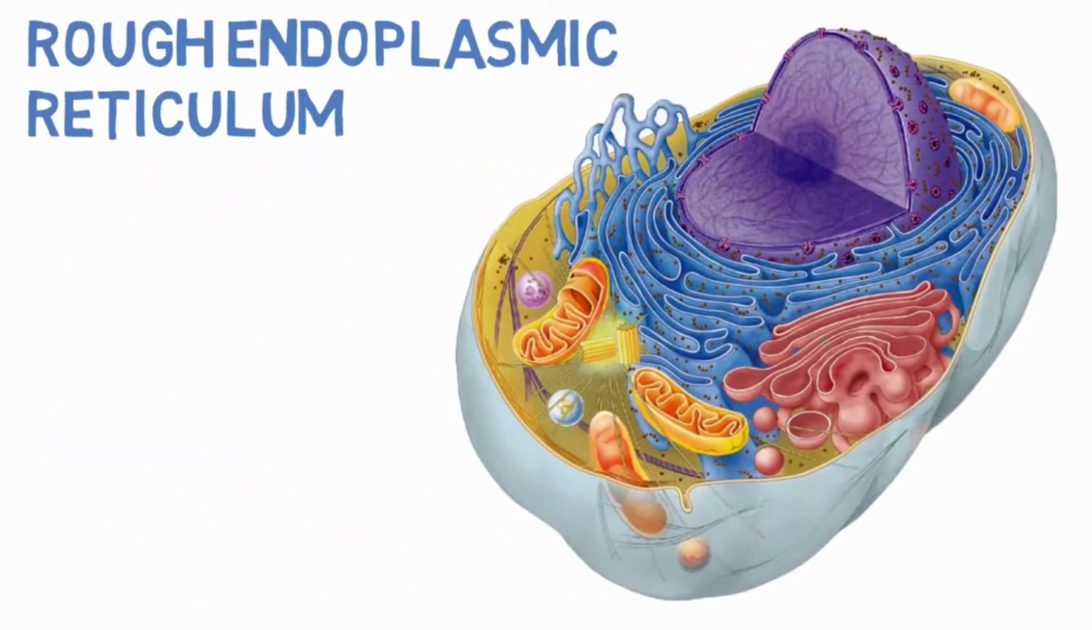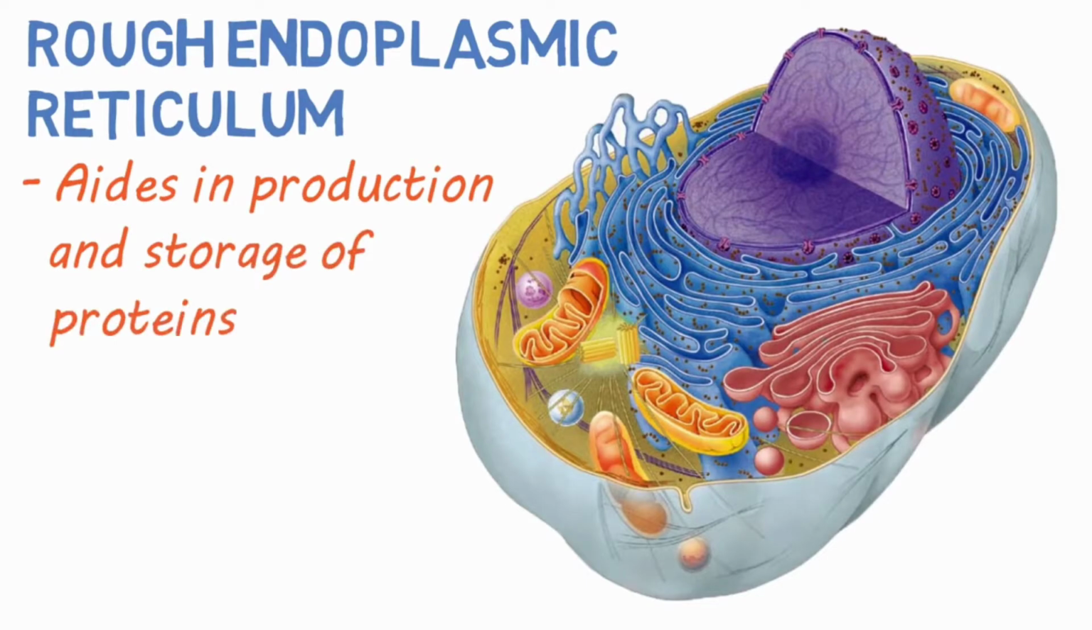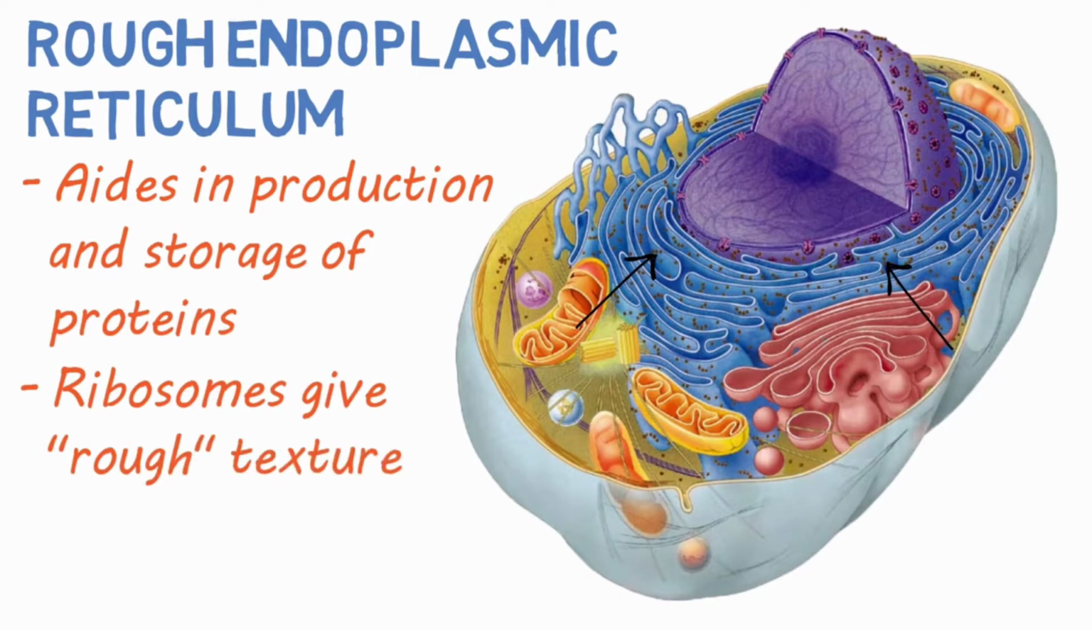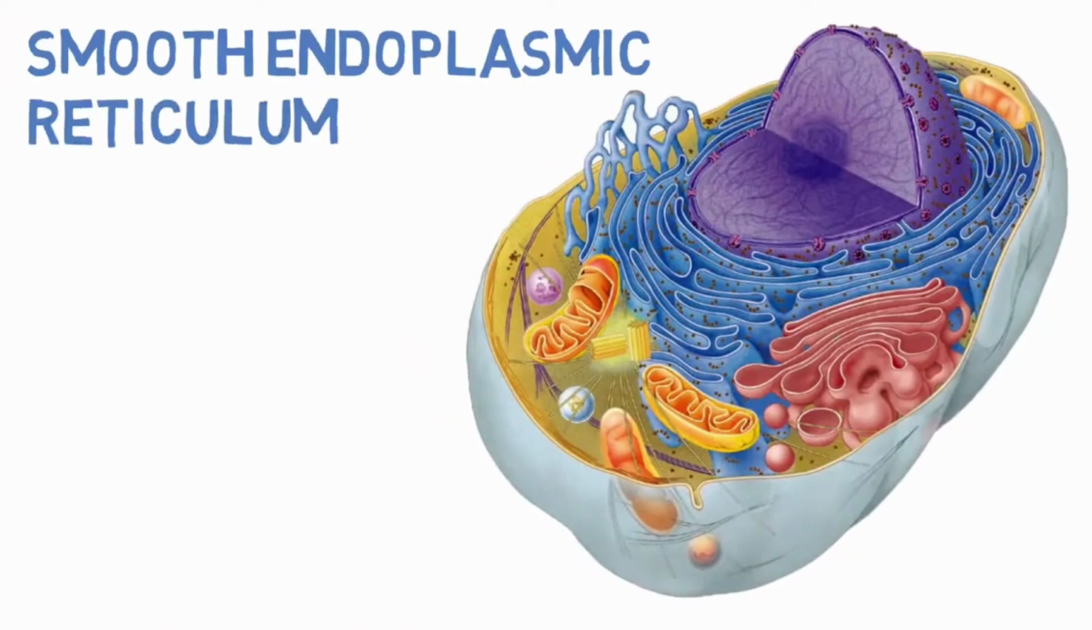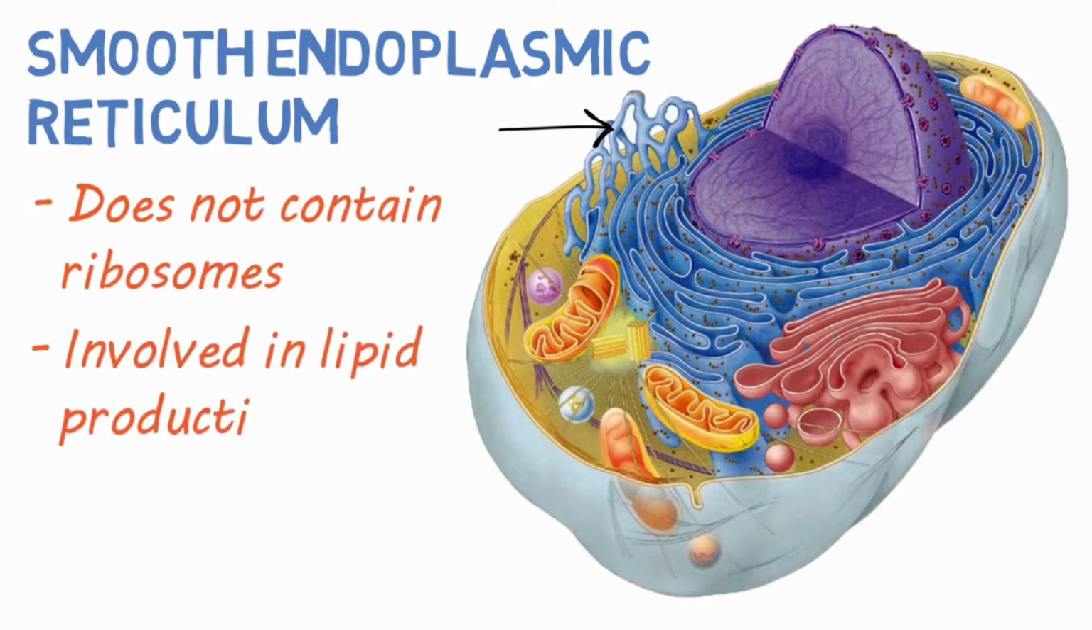The rough endoplasmic reticulum aids in the production and storage of proteins that are made on the ribosomes attached to it. It's these ribosomes that give it its rough texture and name. Proteins made in the rough ER are then sent to the Golgi apparatus. The smooth endoplasmic reticulum, or smooth ER, does not contain ribosomes and is involved with the production of lipids and aids in detoxification.